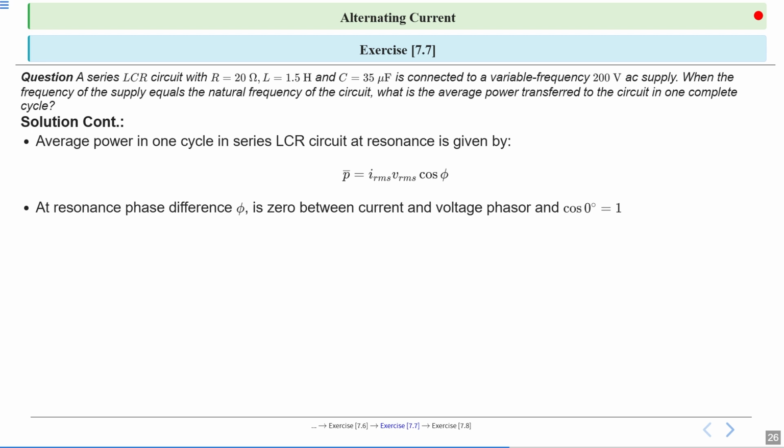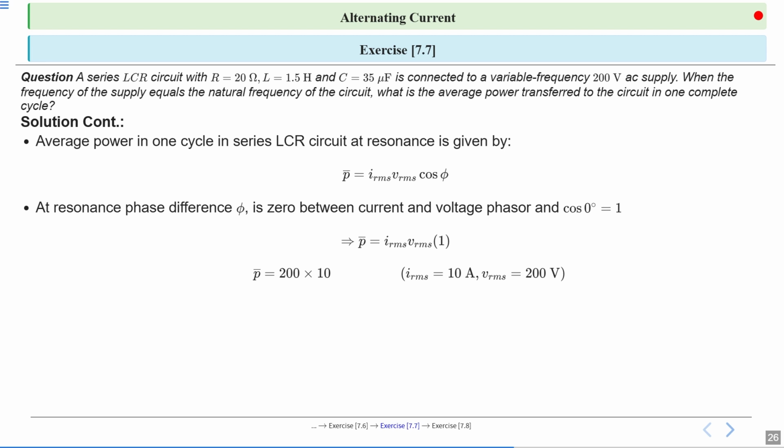Also, we can solve it by another method: cos phi is equal to R by Z. Z is equal to R at resonance, so cos phi is R upon R, which is equal to 1. And by this method also, phi is 0 because current and voltage are in phase at resonance. That means cos 0 degree is 1. So average power will be equal to IRMS VRMS into 1, which is IRMS VRMS.